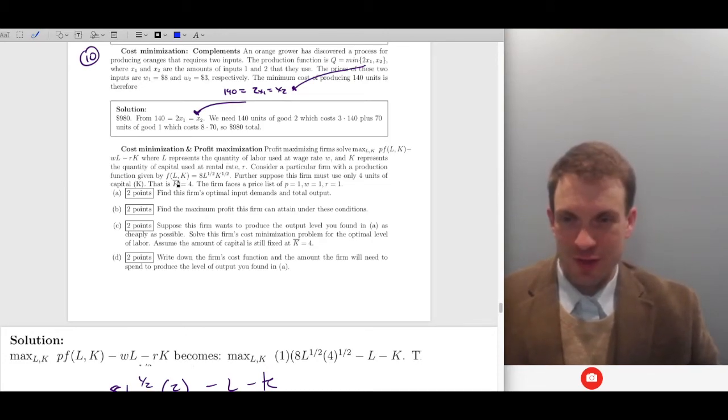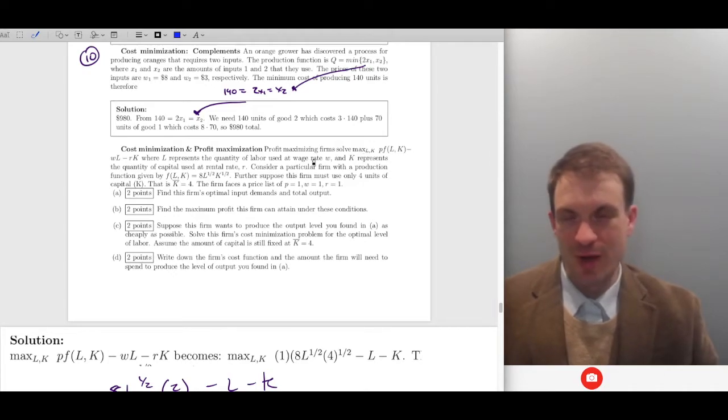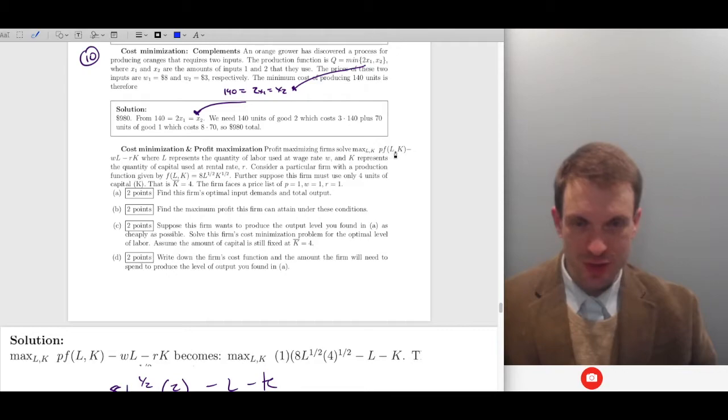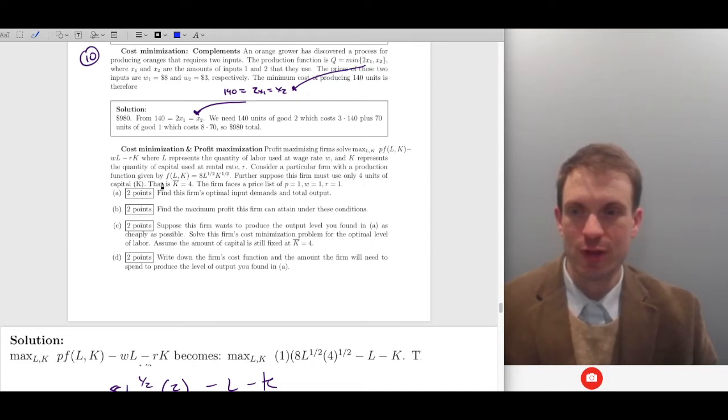All right, so profit maximizing firms solve their profit maximization problem. It looks like this. This is the output price. This is the production technology. This is the expenditure on the 2 factors. Suppose their production technology is 8 times square root of labor times square root of capital. Suppose this firm must use only 4 units of capital, so this is a short run problem. It faces a price list here. Find the firm's optimal input demands and total output.